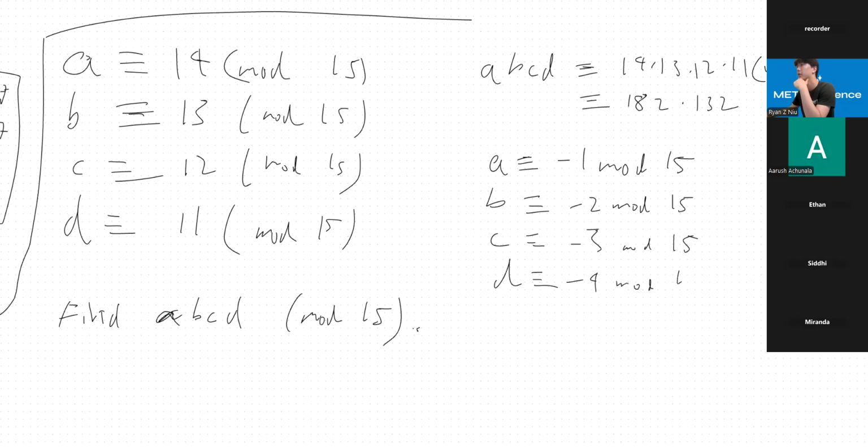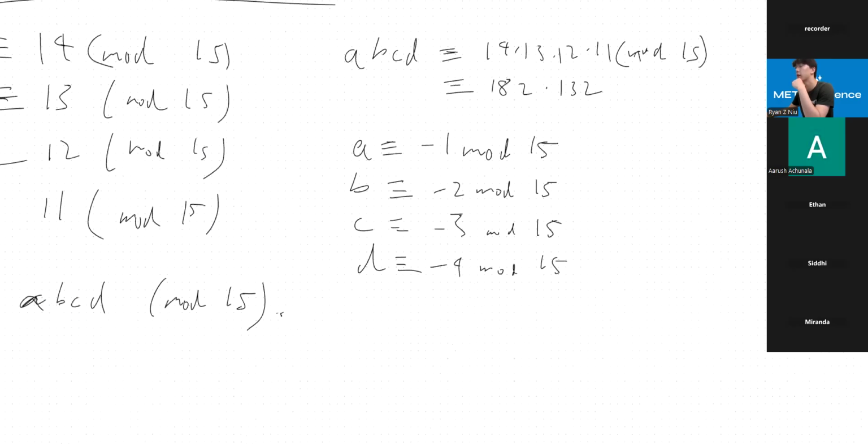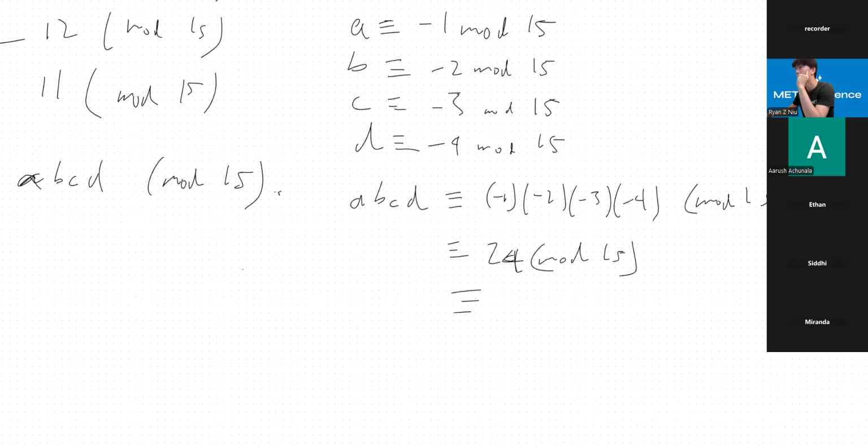And now our problem has gotten a whole lot simpler, right? Because all we have to do is multiply these four numbers together. So A, B, C, D is -1 times -2 times -3 times -4 mod 15. And so this is just going to be 24 mod 15. And so we should simplify this, right? Because 24 is bigger than 15. So we subtract 15, and this gets us 9 mod 15.